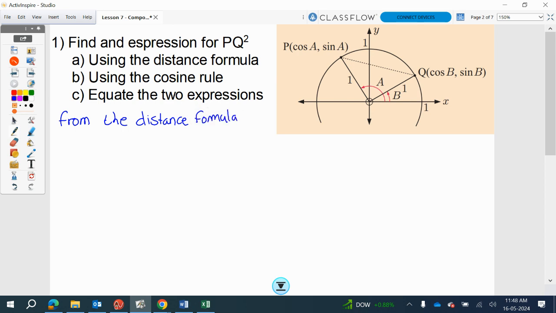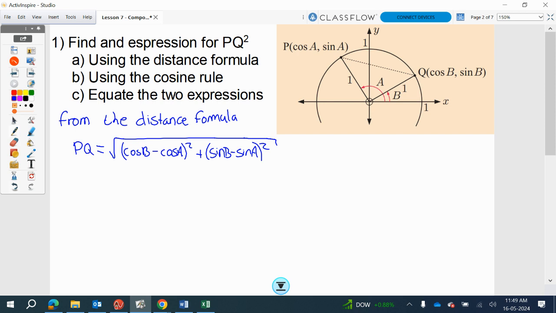From the distance formula, we get that PQ is equal to the square root of the cosine of B minus the cosine of A all squared plus the sine of B minus the sine of A all squared. Doesn't matter which you choose as your y1 and your y2. It could be the cosine of A minus the cosine of B. It'll be the same as long as you keep them in the same order.